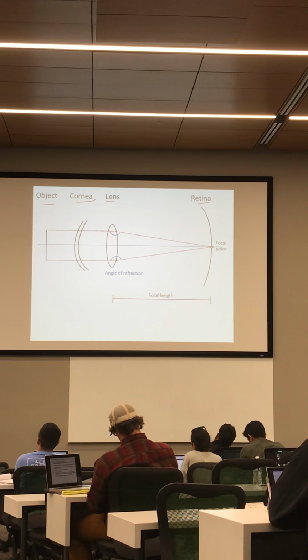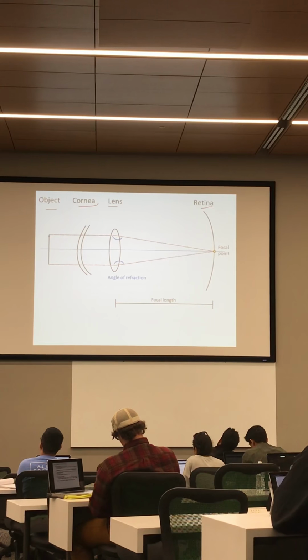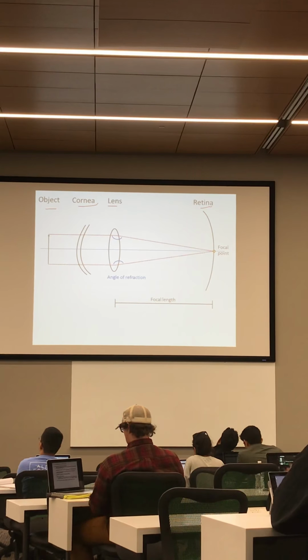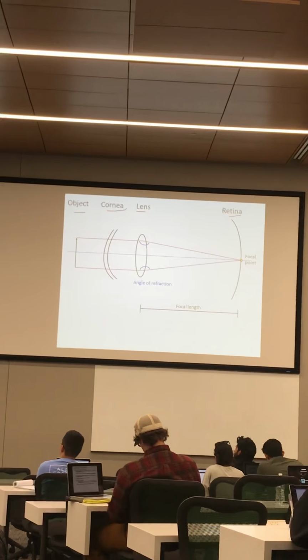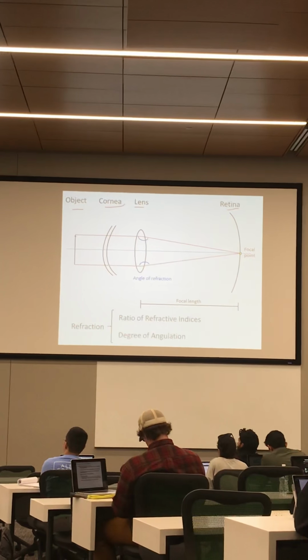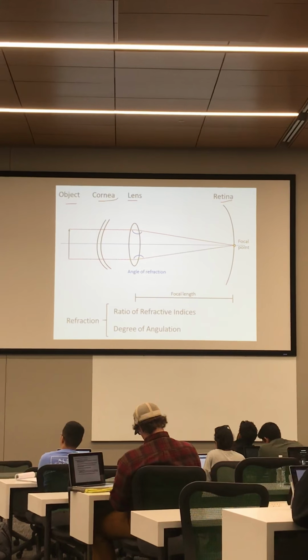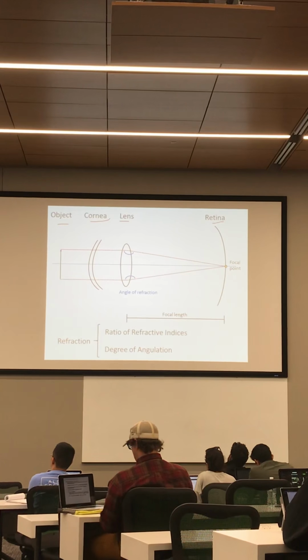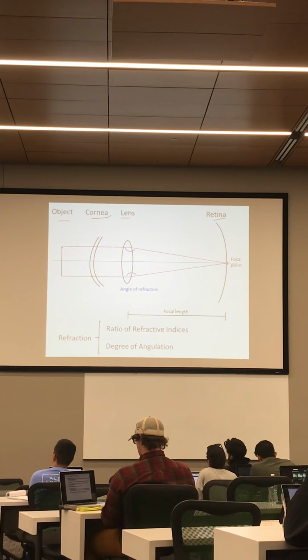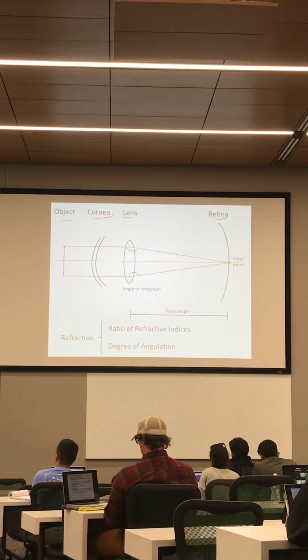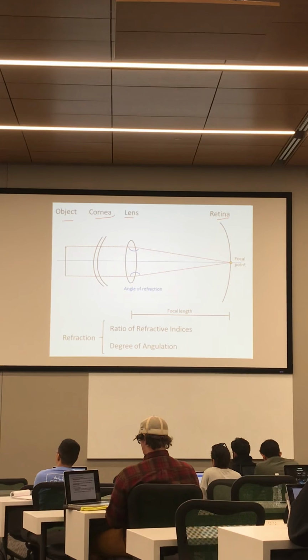So what is refraction? Refraction is the ability to bend the rays, whether converging or diverging, doesn't matter. What is actually going to create the refraction portion? There are two major things that are going to be creating refraction, or in other words, the ability to bend. And I have brought it down there: the ratio of the refractive indices.